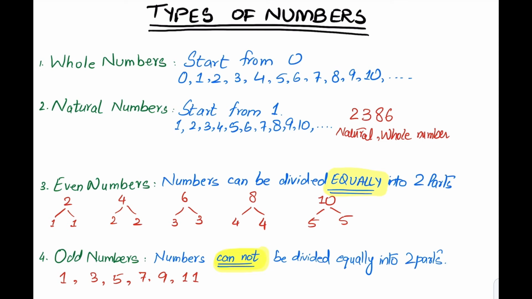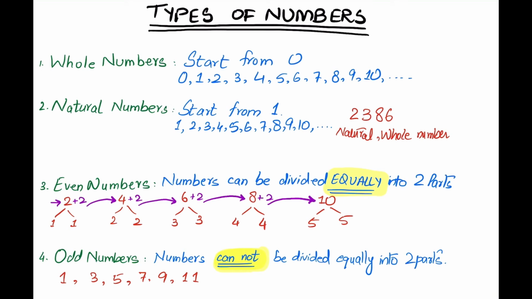So even numbers, they start from 2, and when you add 2 to the previous number, you get a new even number. Similarly, you add 2 to 6, you will get a new even number, that is 8. You add 2 to 8, you get a new even number, that is 10.